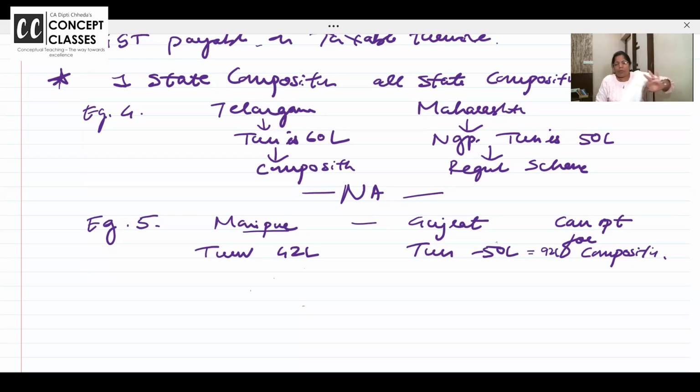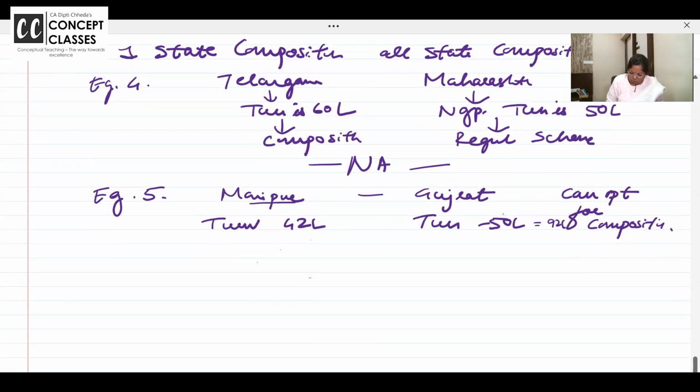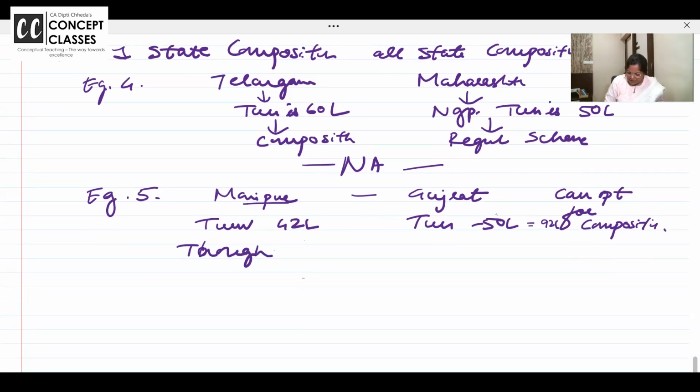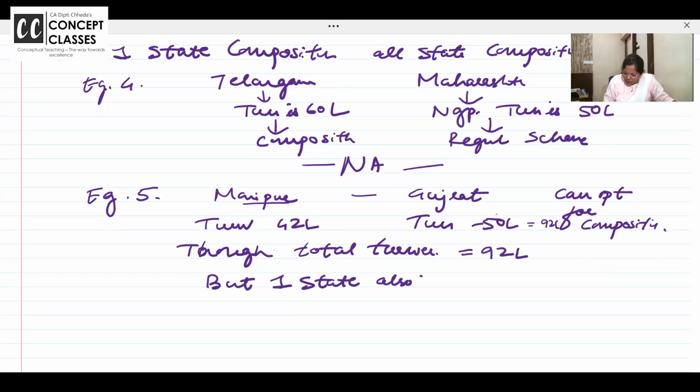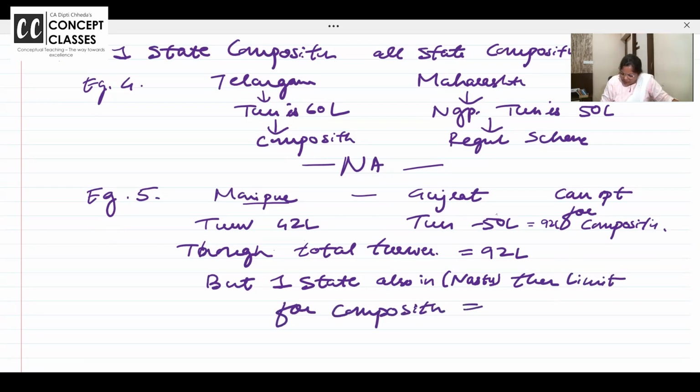And one state also, pan India basis, one state is also in NAS2. Then limit for you is 75 lakhs. Very good answer. I hope your genuine confidence is getting boosted by answering this. Though total turnover is just 92 lakhs and we are very much in the limit of 150 lakhs, but one state is also in NAS2. I'm writing NAS2. You can write 8 states, whatever you write. One state also in NAS2, then limit for composition scheme, कितना हो जाएगा बेटा, composition scheme के लिए limit 75 lakhs. And he has crossed 75 lakhs. So not eligible.